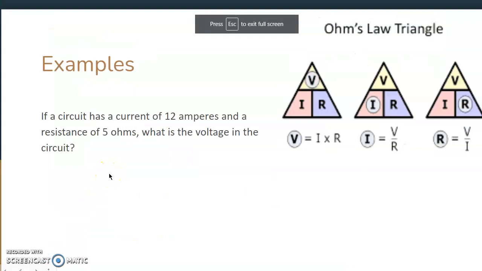All right, so as always, I think it's easiest to learn through examples when we're doing equations like this.